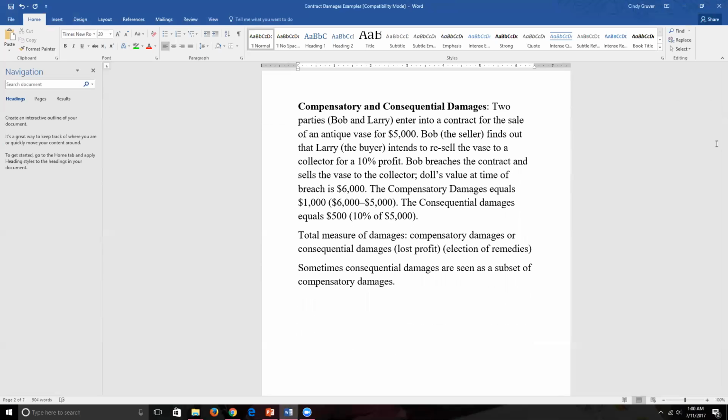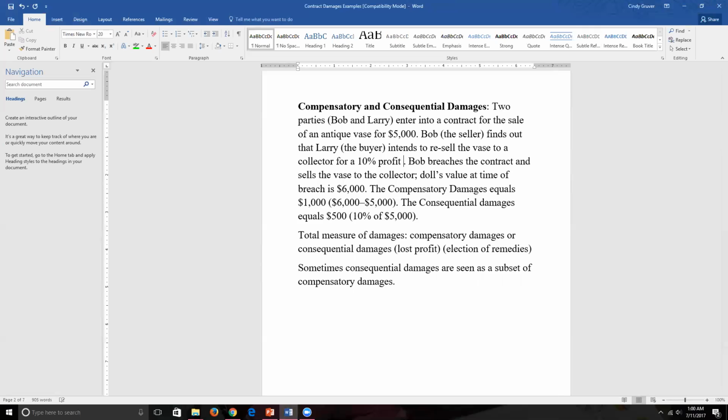Okay, so we have Bob and Larry. They enter into a contract. Bob owns a vase. It's a very expensive vase. It's worth $5,000, or at least that's what he and Larry negotiate over. Larry is going to pay Bob $5,000, and then Larry will own the vase. Well, actually, Larry is an antique vase dealer, and so he has entered into a contract with another buyer for $5,500, right? That's the price here.